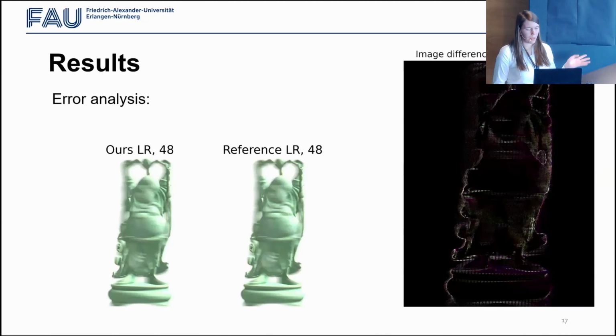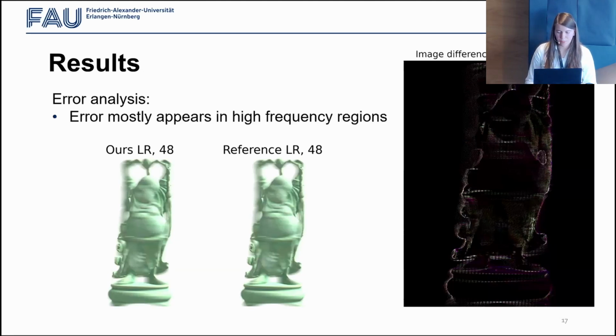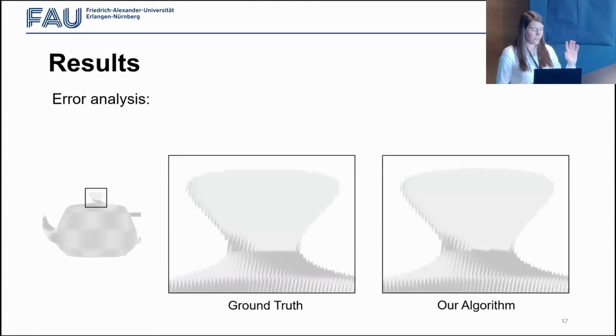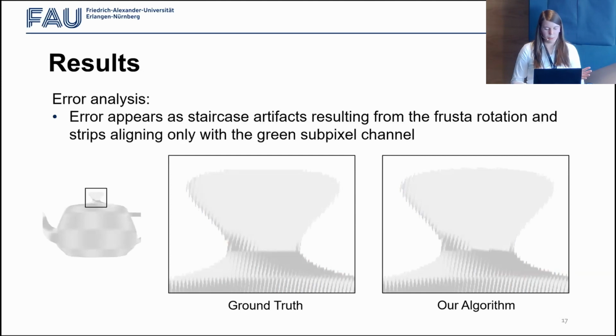Here you can see the absolute pixel difference of one configuration of the Buddha scene, and we can see that the error is especially located around high frequency areas, so around the edges and in high contrast areas. Here for the teapot scene, you can see especially well what this error actually looks like. It appears as these sort of staircase artifacts resulting from us rotating the frustum and also ignoring the subpixel offset. By doing this, we introduce a systematic error.